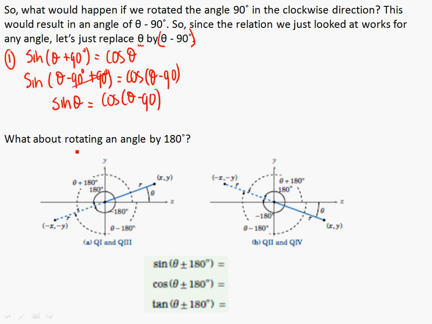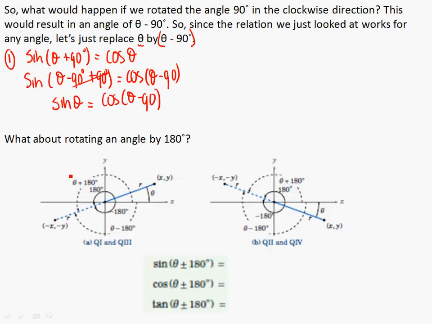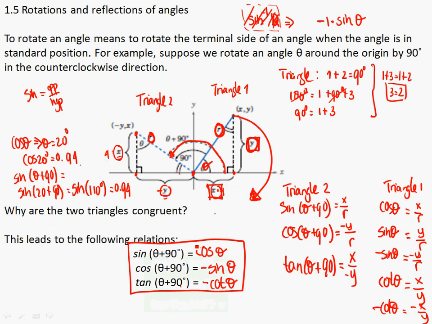So that's the difference of theta and 90. And the first one here was theta plus 90. And they're not the same, are they? Right? Because the cosine of theta minus 90 is the sine, and here the cosine of theta plus 90 is a negative sine.